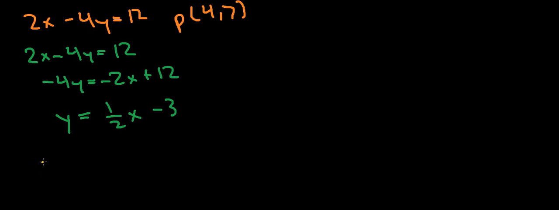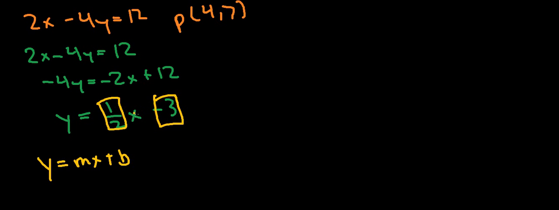And this is in slope-intercept form, y is equal to mx plus b. So we know that this is the slope and this is the y-intercept. But we don't really care about the y-intercept. All we care about is the slope of 1/2. So m is equal to 1/2.